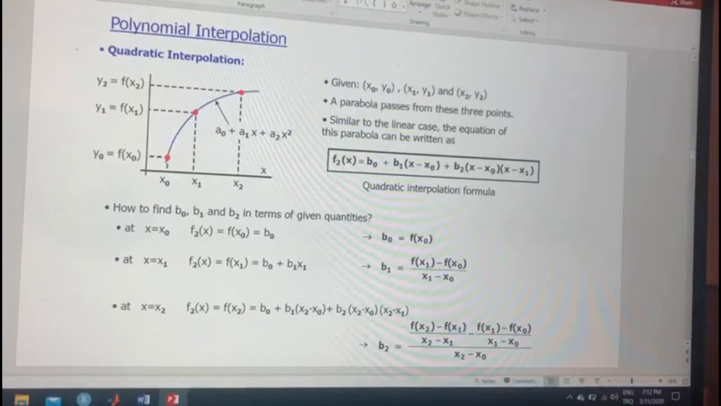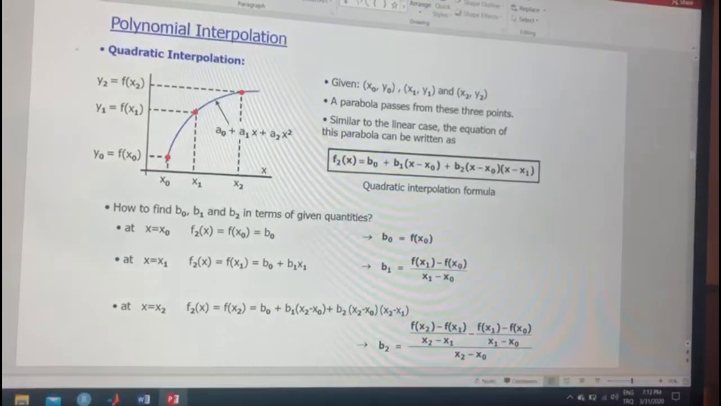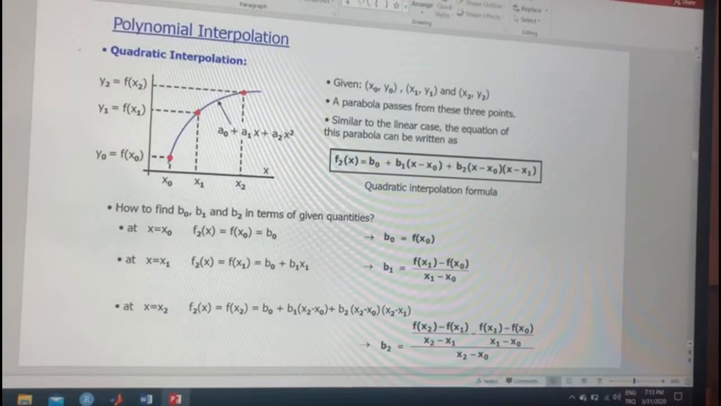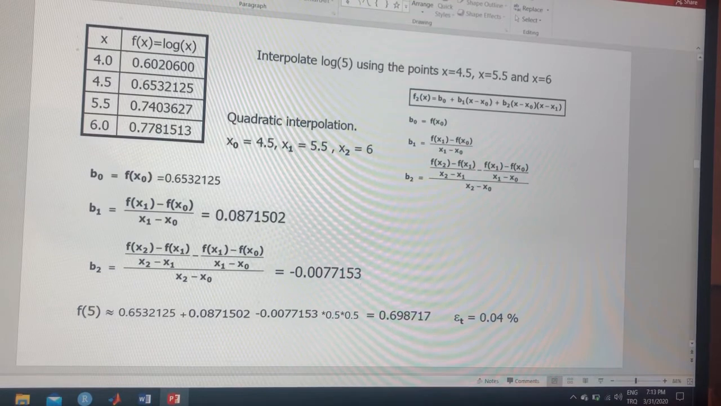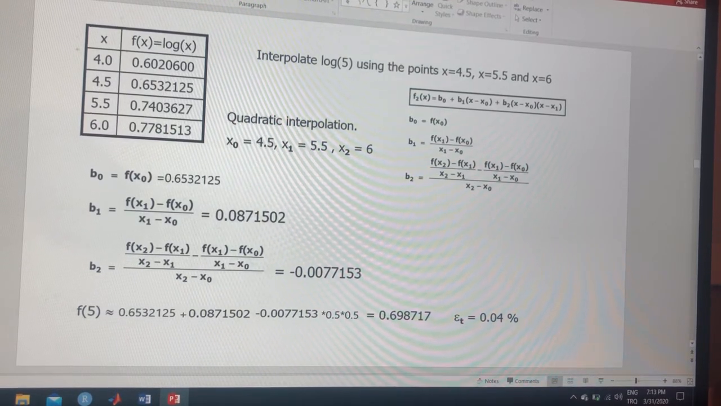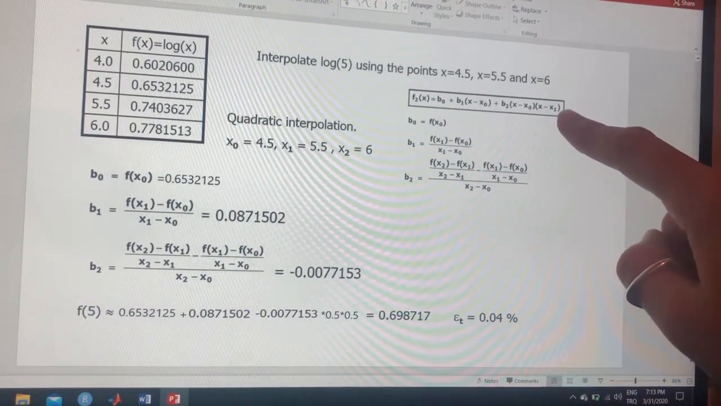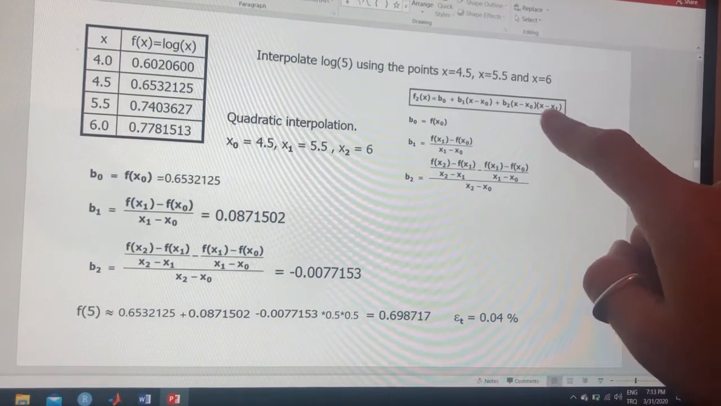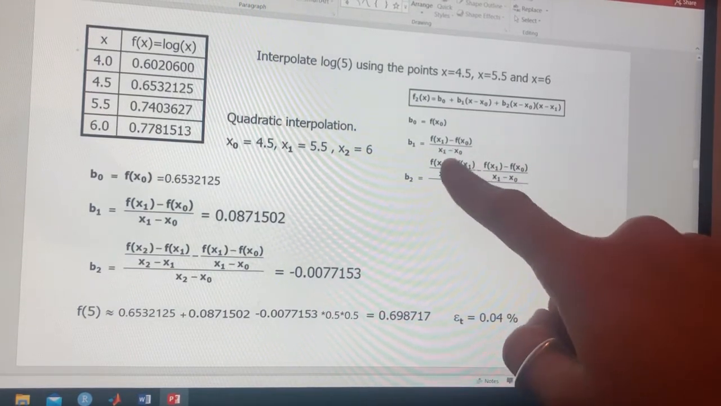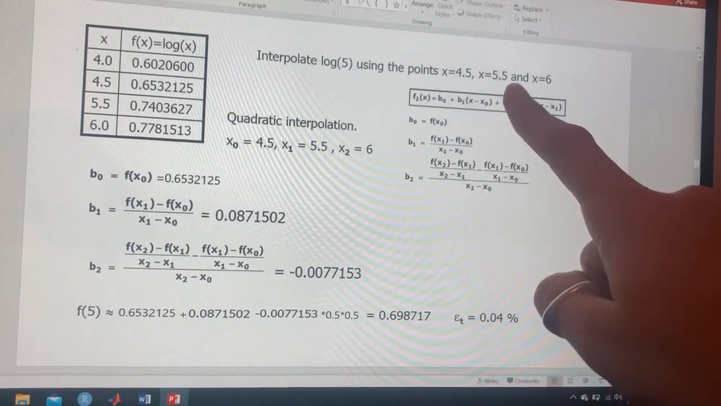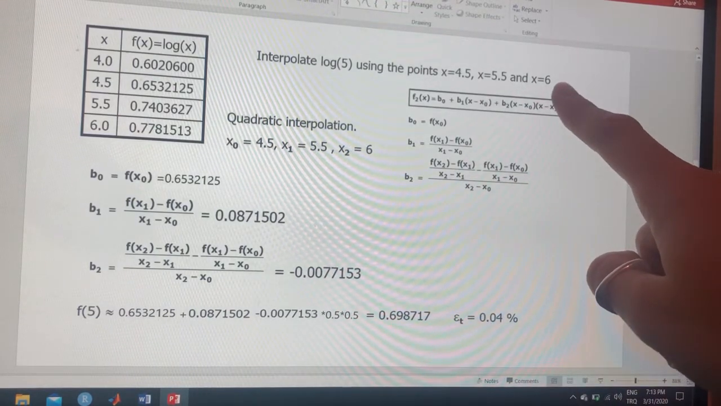And once you find that, with the given example, I will show you how to calculate this quadratic interpolation. Again, we will calculate log 5. This time we will be using 4.5, 5.5 and 6. And this was the equation for the quadratic interpolation. And these are how we were finding the constants b0, b1, b2. And x0 is 4.5, x1 is 5.5, x2 is 6.